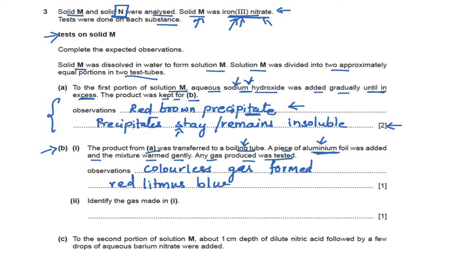So ammonia gas changes red litmus blue. And the B part, second part, identify the gas made in 1. So as I already said, ammonia gas is produced which turns red litmus paper blue. So our answer lies here. The gas produced is ammonia gas.